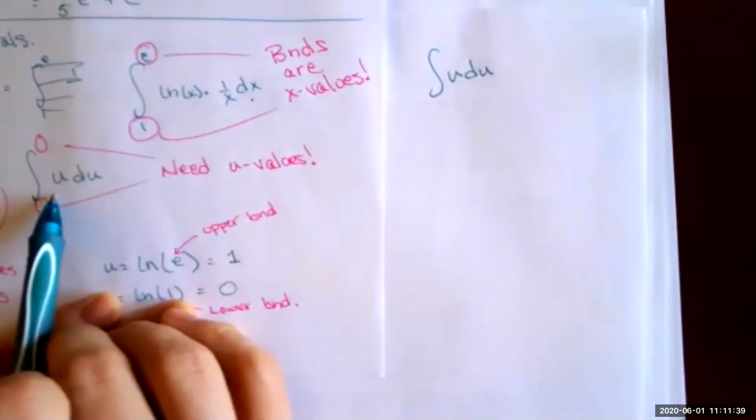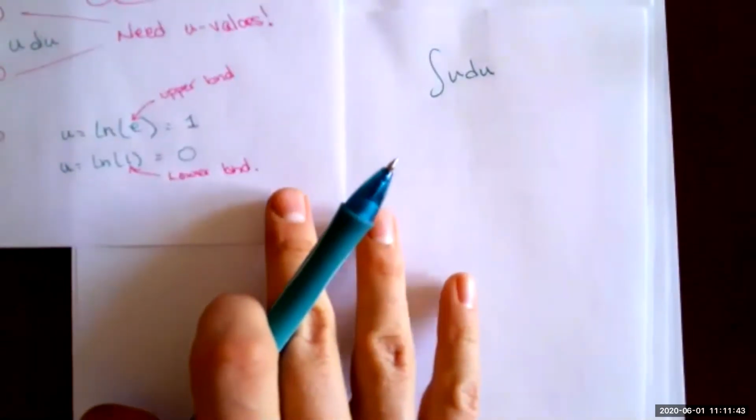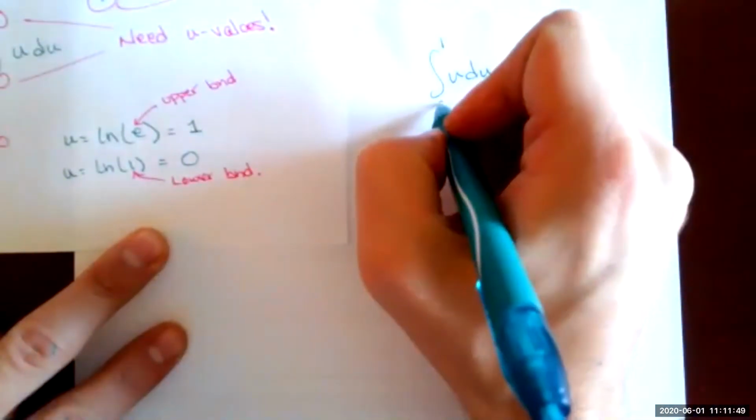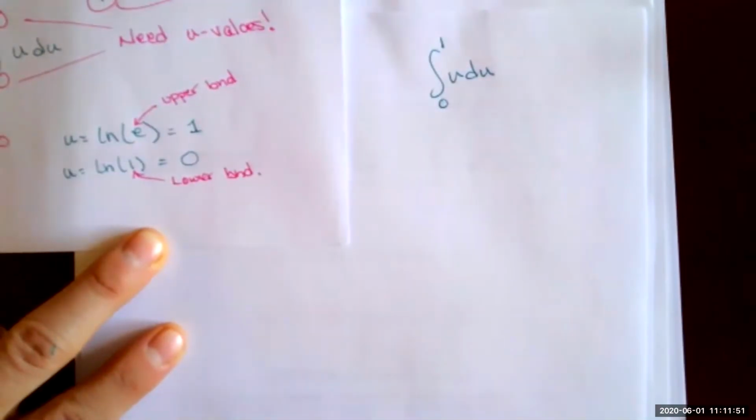There you go. You're a little bit off. There you go. Let's see. So we had our u du, and then what are our bounds? Well, the upper bound now is just 1, and the lower bound is 0.